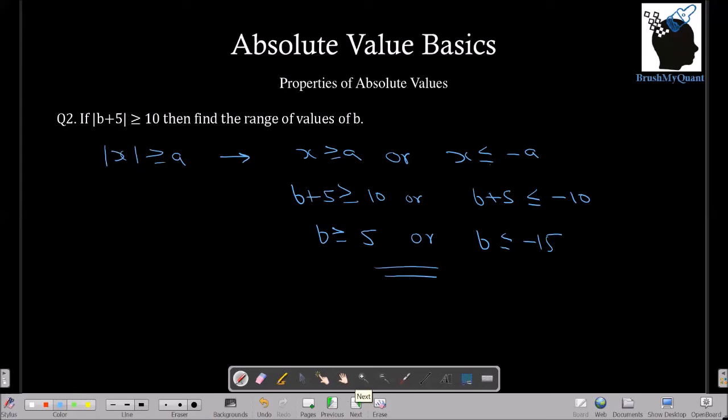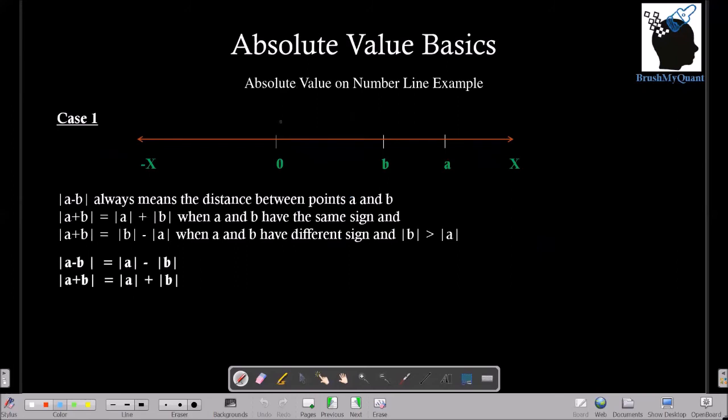Now let's take some examples of absolute value on a number line and see what are the different kinds of cases which we can get. So let's say we have a number line and we have 2 points given to us, point A and point B, and we know that both of them are positive. And we are going to find the value of mod of a minus b and mod of a plus b. Now remember that whenever they have given the value of mod of a minus b, this always means that it is the distance between the points a and b, irrespective of where a and b are. Mod of a minus b will always mean the distance between the points a and b.